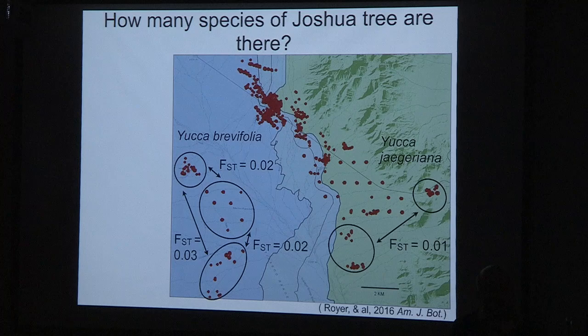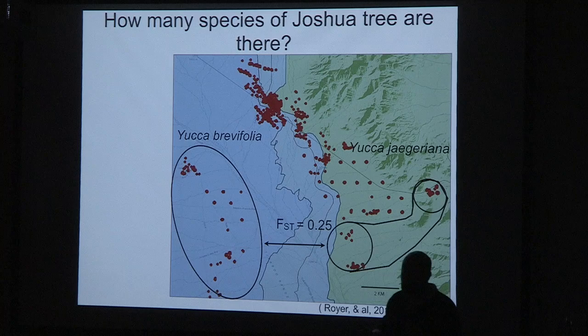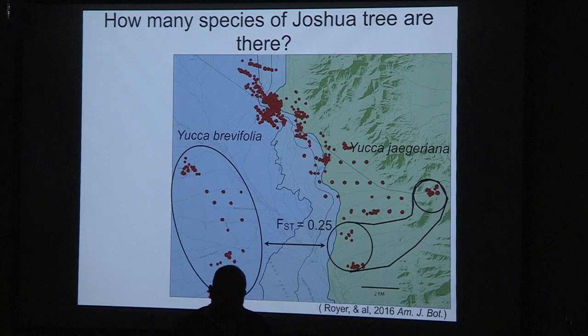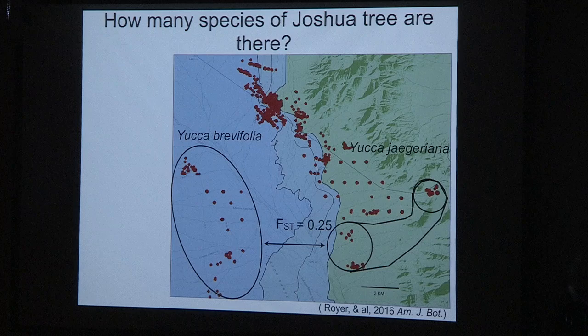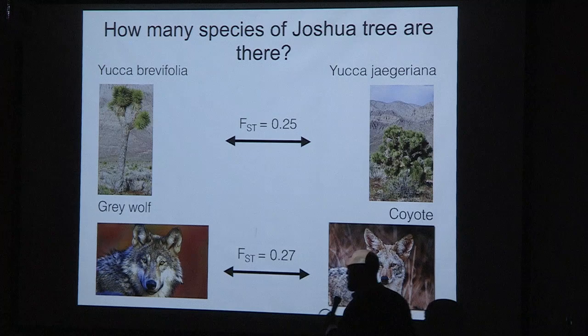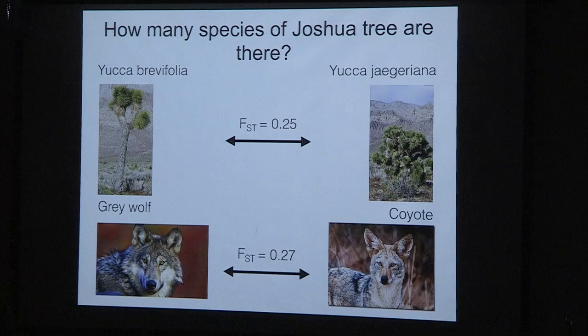Now we're going to do the same thing and compare Yucca brevifolia to Yucca jaegeriana. When we do that, we get an FST of 0.25. Not as different as they could possibly be, not one, but high-ish. If we look at other groups of organisms, for example, if we compare coyotes and wolves, the FST between coyotes and wolves is about 0.27. The FST between Yucca brevifolia and Yucca jaegeriana, remember, trees that are separated from one another by a mile, is 0.25.